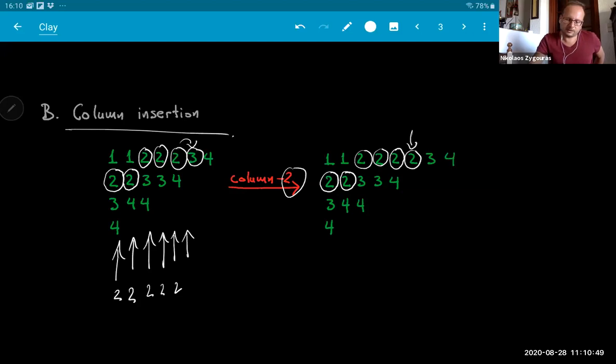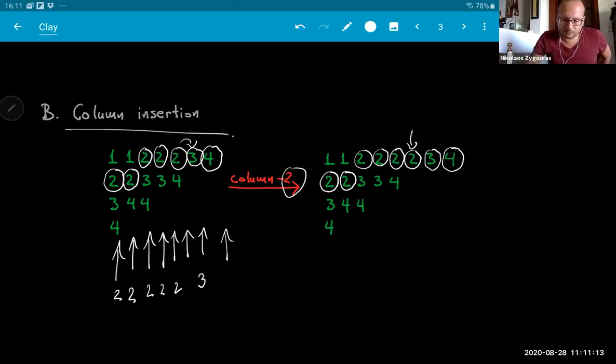So it takes the space of the 3. And now the 3 is going to be inserted into the last column, where it bumps onto 4. It kicks 4 away. And then finally, 4 is going to be inserted in the next column. The next column is empty, so it just sits there.